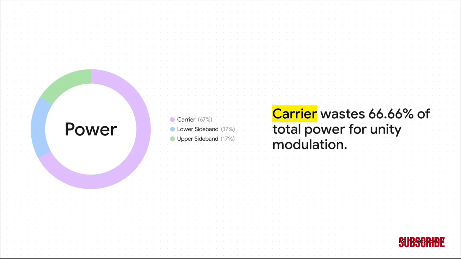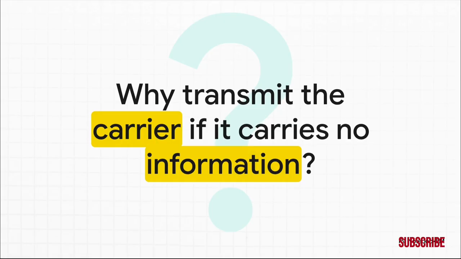A massive 66.66%, literally 2/3 of our total transmitted power, is consumed entirely by the carrier wave. Meanwhile, the lower sideband gets 16.66%, and the upper sideband gets the other 16.66%. So 2/3 of our hard-earned energy just goes into the carrier. And this brilliantly illustrates the biggest problem in traditional analog communications.